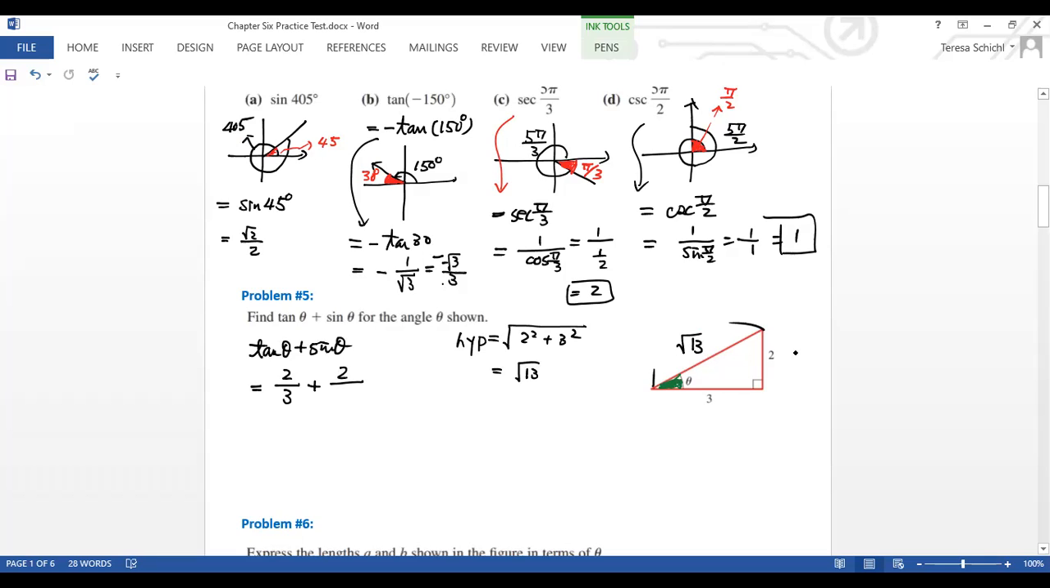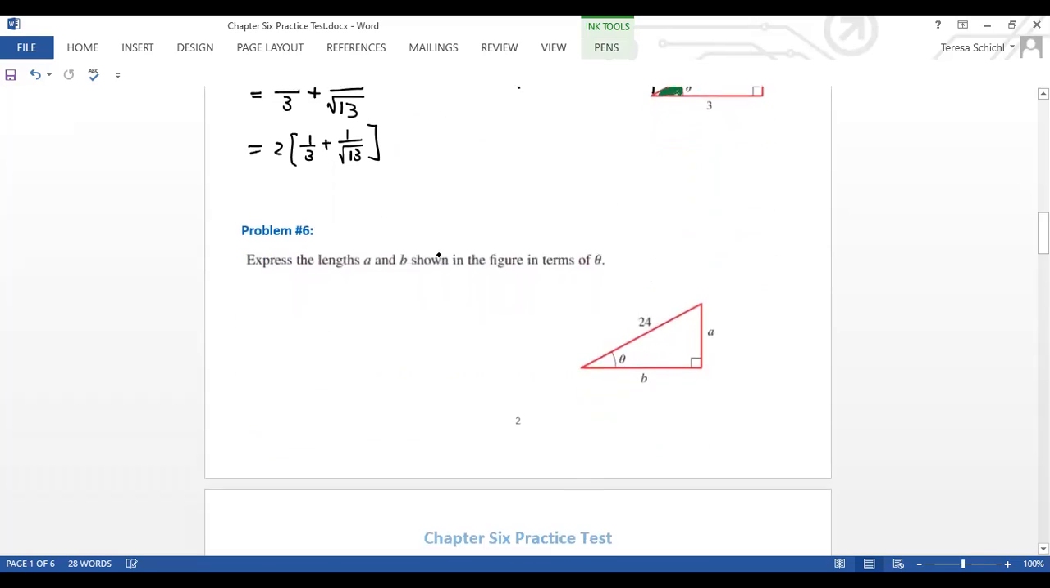So the sine is opposite over the hypotenuse, which is 2 over square root of 13. There's no need to put it into the calculator and get the decimal. You can just leave the answer like this. This is pretty simple, you just basically use the definition.